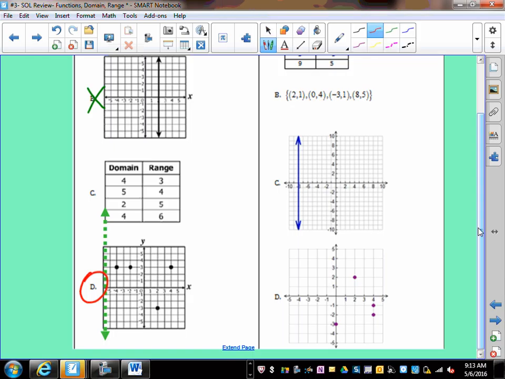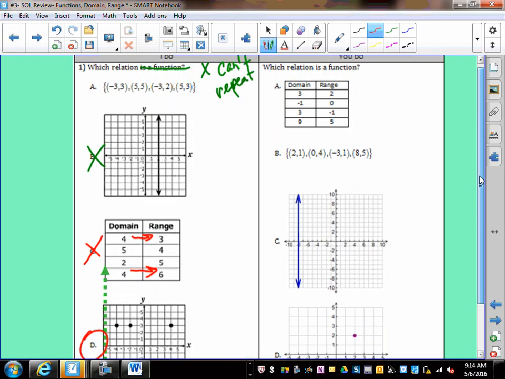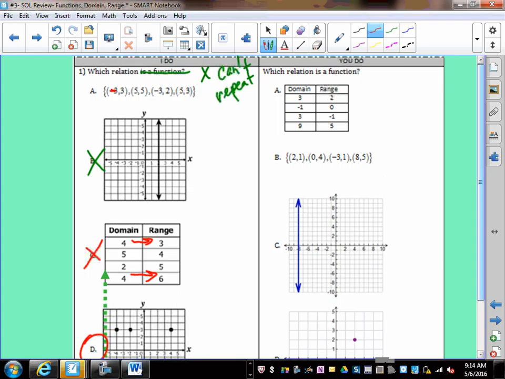let's double check. C has 4 repeated going to 2 different numbers, so that is not the answer choice. And here we have negative 3 goes to 2 different answers. So 8 now. Actually, so there's 5 as well. Oh, yeah. 5 goes to 2. I didn't even notice that.